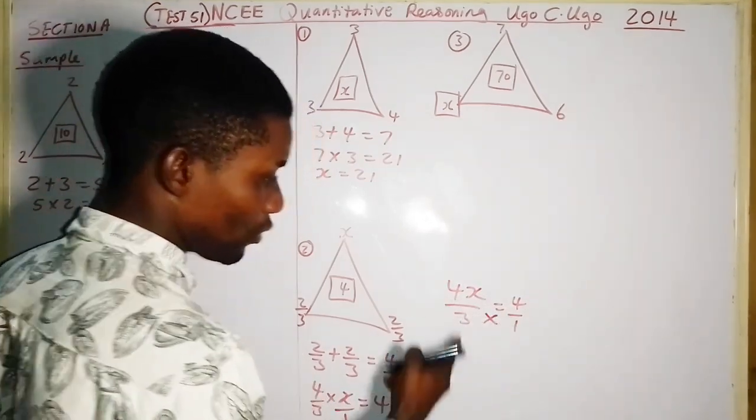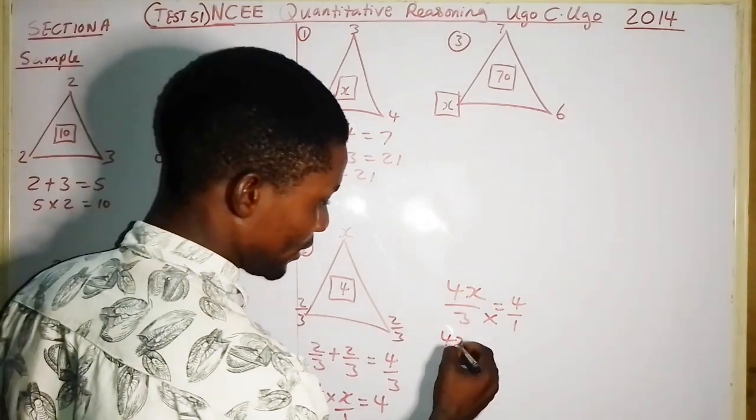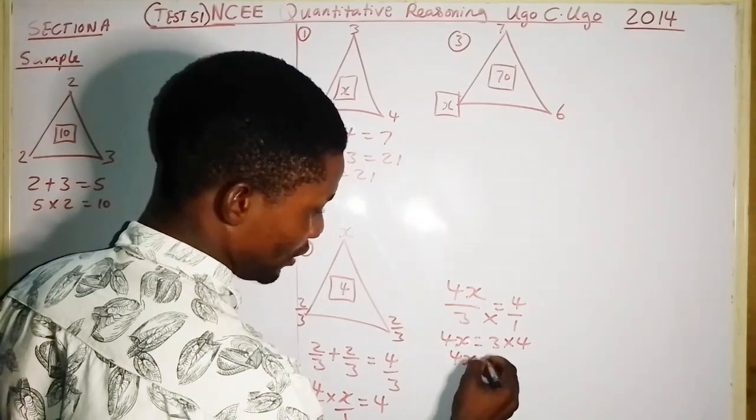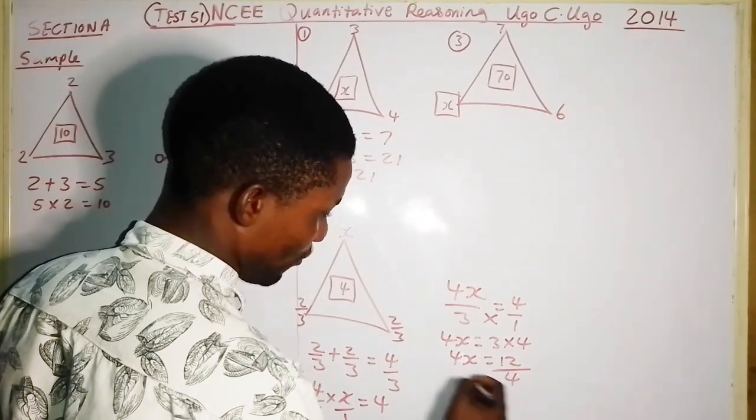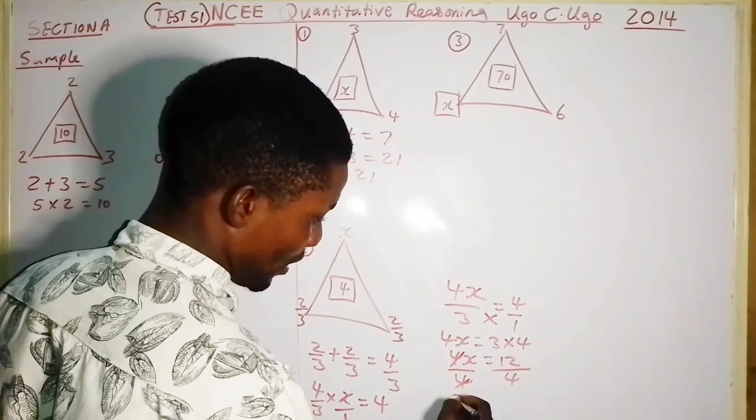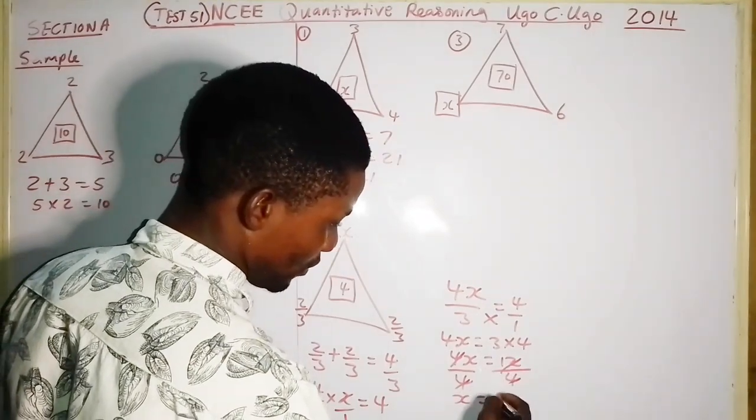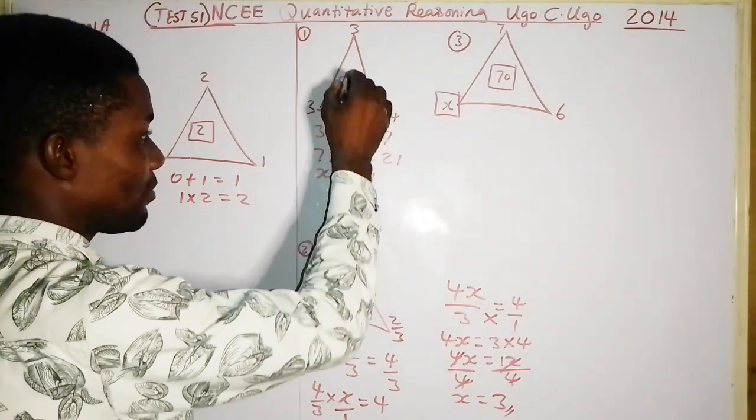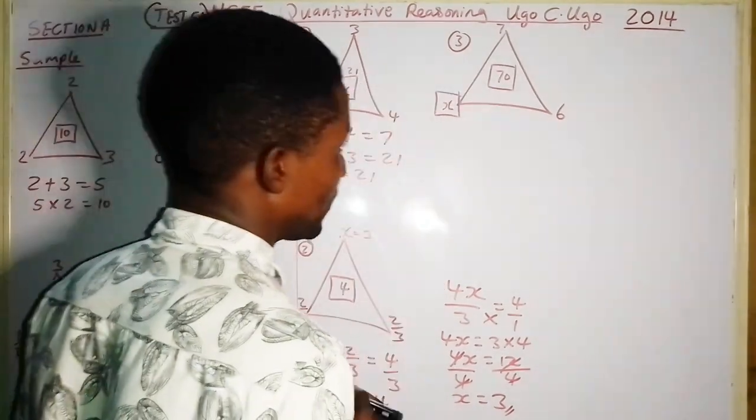The next thing you need to do is to cross multiply. So we have 4x equals to 3 times 4, and 4x equals to 12. Divide both sides by 4. So our x is going to be 3. So the missing number here is 3. The missing number here is 21. Let's go for number 3.